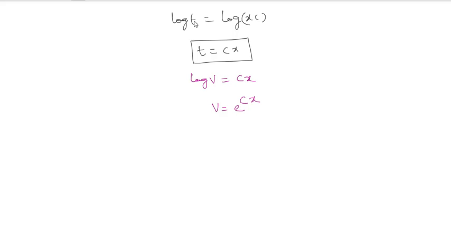Again what is your v? v is equivalent to y by x. That also you substitute it. So y by x is equivalent to e to the power of cx. Then y is equivalent to what? x e to the power of cx. This is your solution.